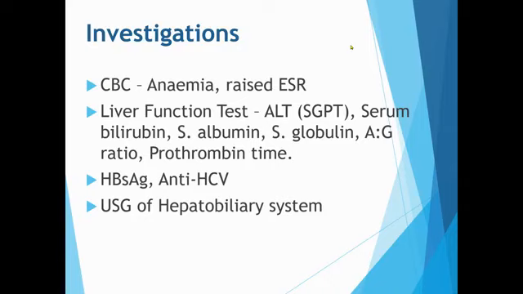Then you will search for the cause, why the patient has developed cirrhosis of liver. So the commonest cause is viral hepatitis, and we will look for whether the patient has got viral hepatitis. So we'll go for HBsAg to see the hepatitis B viral infection, and anti-HCV to see whether there is hepatitis C viral infection, because we know these two viruses can cause chronic liver disease. Then you go for ultrasonography of hepatobiliary system, which will give a lot of information.